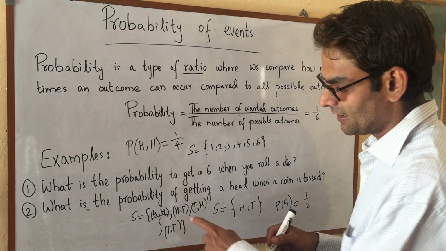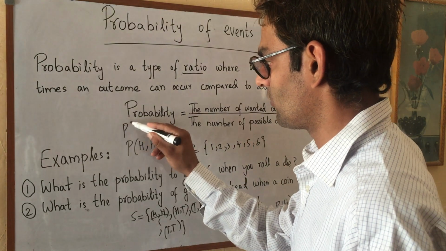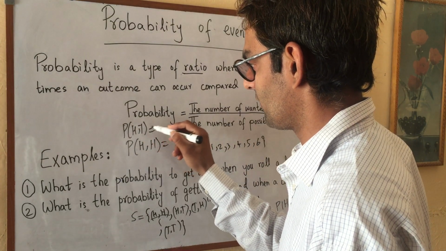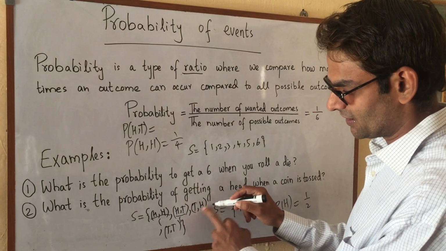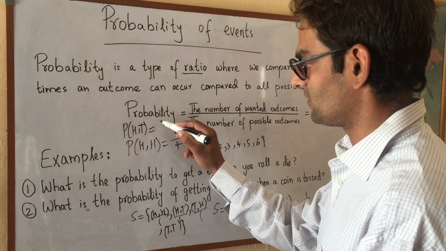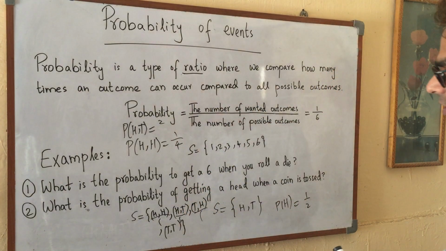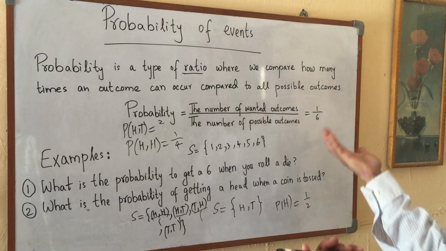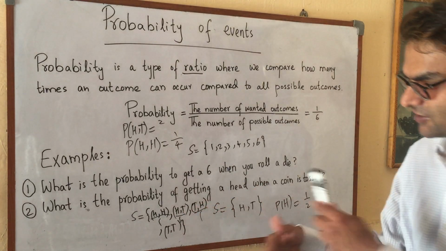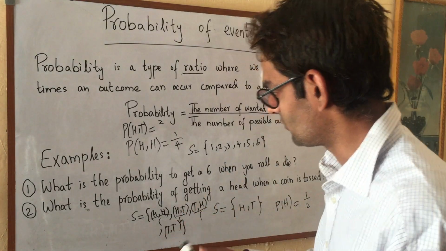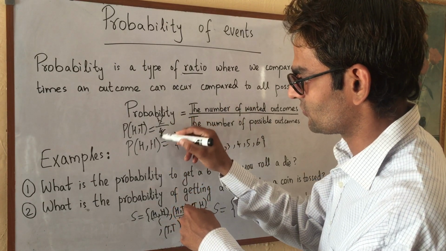If you want one head and one tail, you want to calculate the probability for one head and one tail: head tail, or tail head. So there are 2 wanted outcomes out of 4 possible. Sorry, 2 out of 4. 2 times 1 is 2, 2 times 2 is 4.